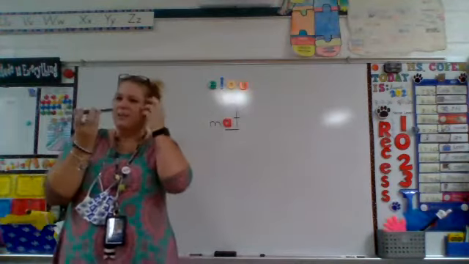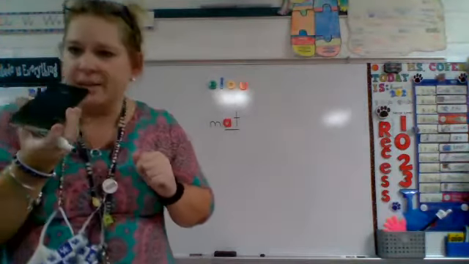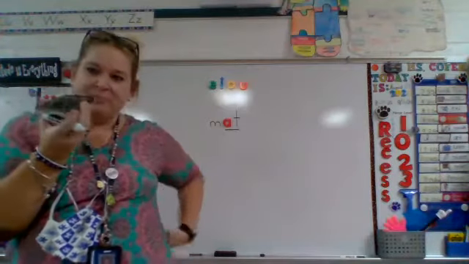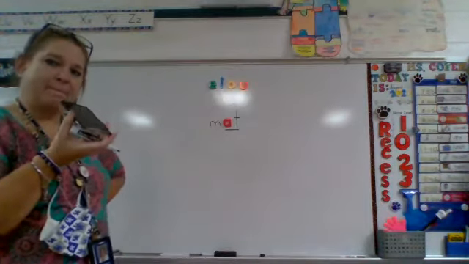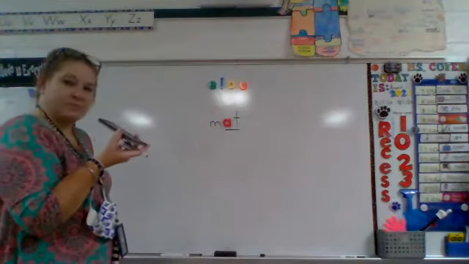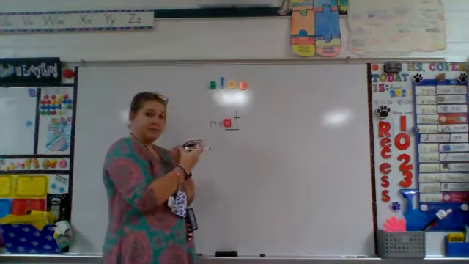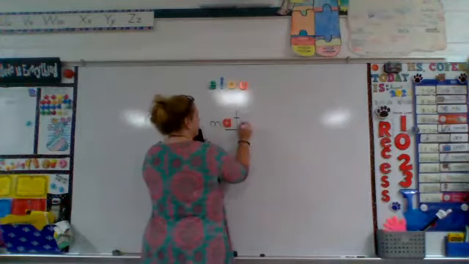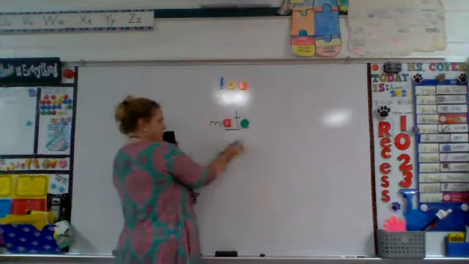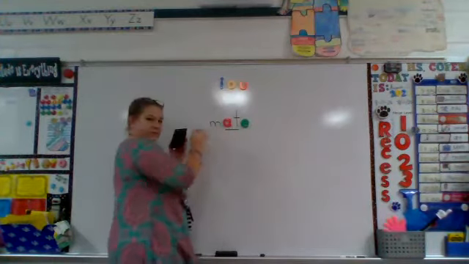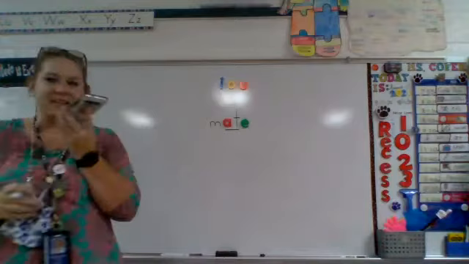Okay. What if I wanted to change it again and make it say mate? What would I need to do to make it say mate instead of mat? Sarah, unmute yourself and tell me what you think. You think you're going to put an E at the end, and so now the word says mate instead of mat, because that silent E does something to the A to make it change its sound from short A to long A. Good. All right, thank you.